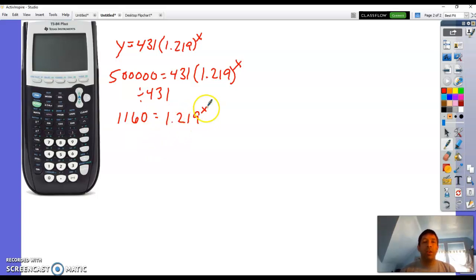Now we need to figure out how to get this x down, and that's where one of your log properties comes in. Okay? We know the power property of logs says that if we have an exponent, we can actually move it in front of the log. The problem is we don't have any logs right now. So what we can do is take the log of 1.219, and then that x value, we'll be able to take that and move it down in front of the log.